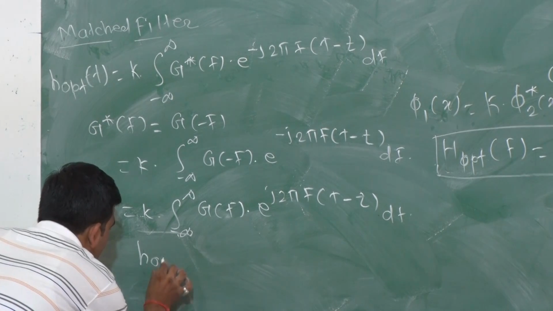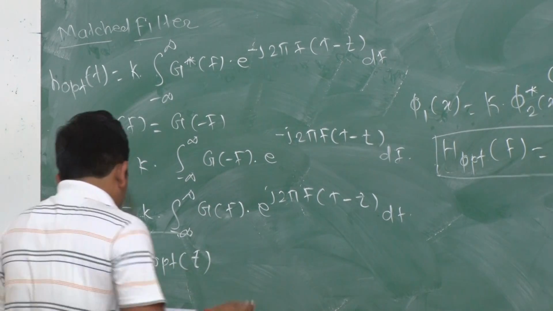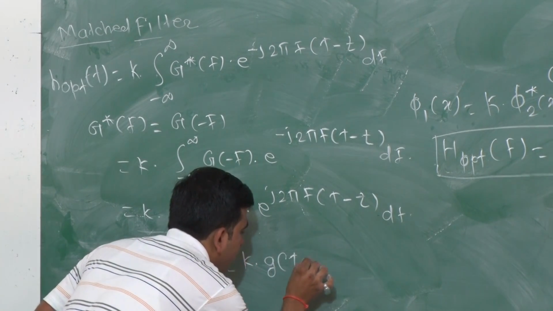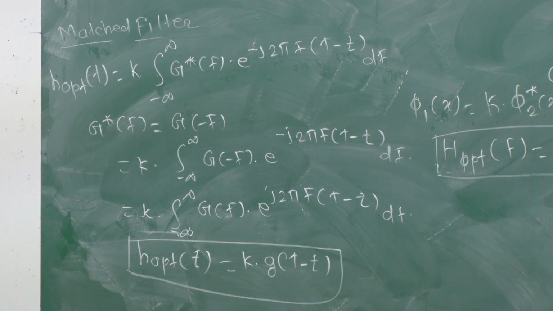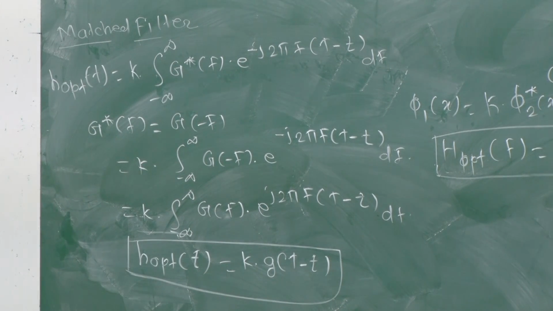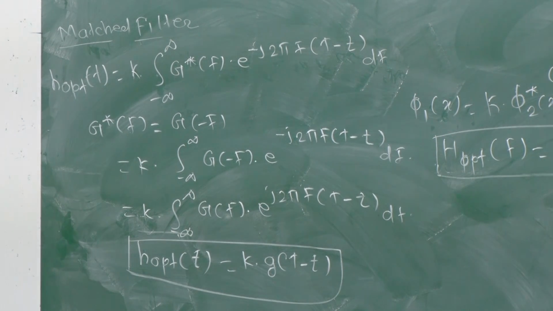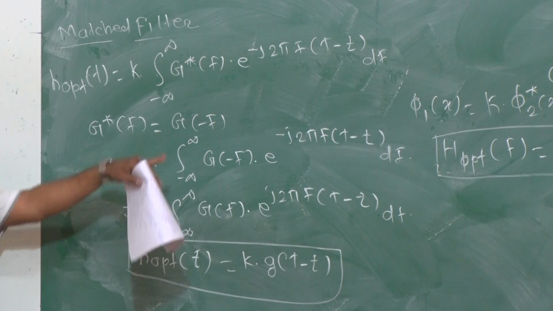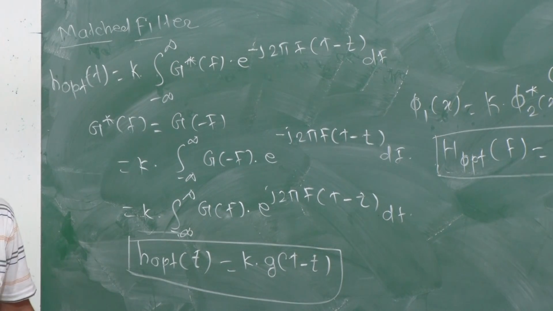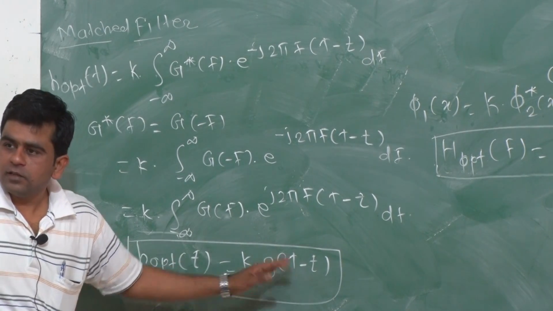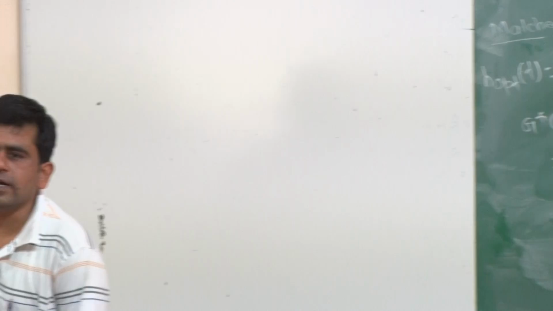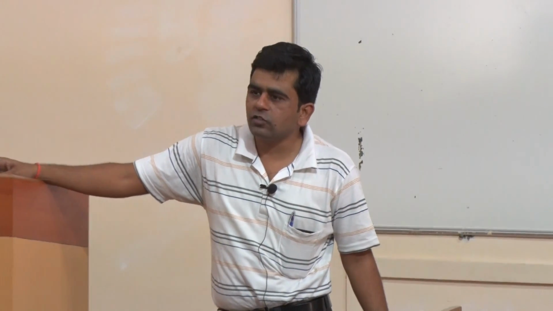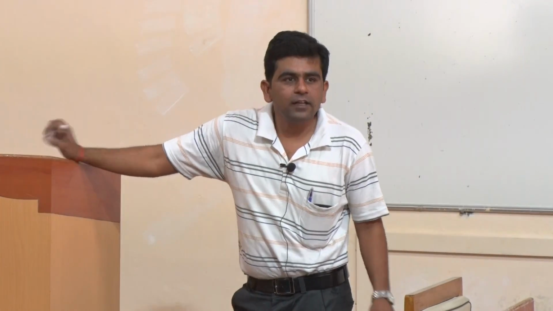So here the impulse response of the filter is equal to k into g of capital T minus t. So we can say that the impulse response of a filter which will give the maximum output signal to noise ratio is a function of the input signal. This input signal is a shifted version, or we can say a delayed and scaled version. It gets multiplied with k, an arbitrary constant, g of capital T minus small t, that is nothing but a shifted version.